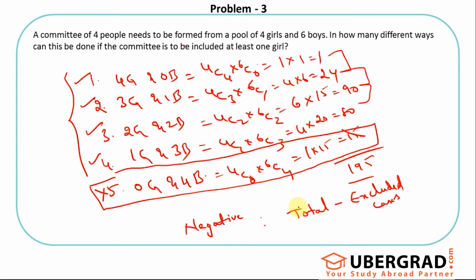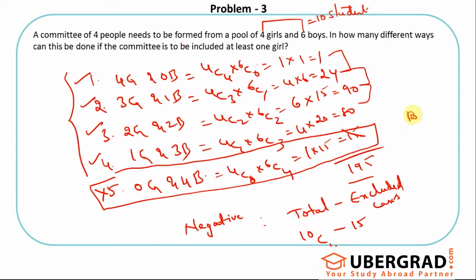What is the total? Total is easy to calculate, right? We don't care about the gender. Totally I have 10 people or 10 students in the group. My goal is to make a committee of 4. So that's 10C4 is the total, minus the excluded case, which is 15. That is basically 0 girls and 4 boys.